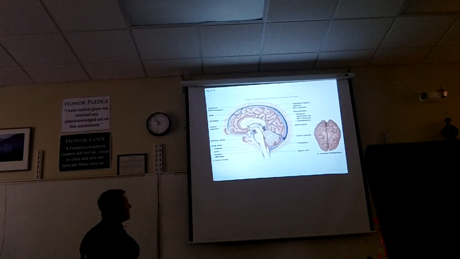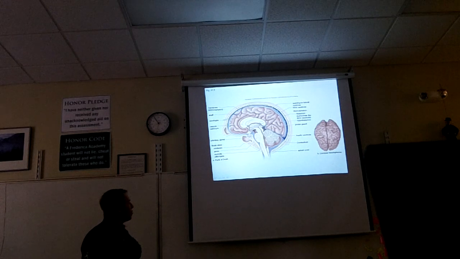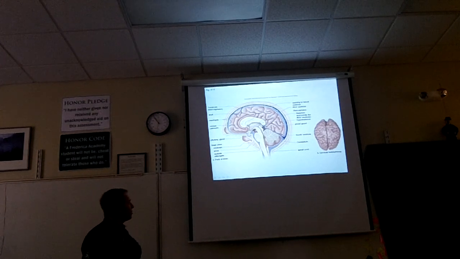This part up here is called the diencephalon. It's got the hypothalamus. That's an important part. That controls hunger and thirst, and it controls the pituitary gland that sends out all the hormones. The hypothalamus also controls body temperature and blood pressure.